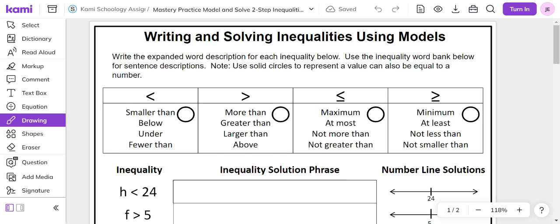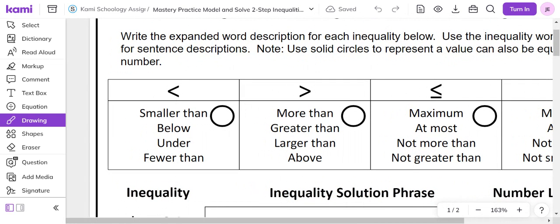So the first part of this, we're just going to review what inequalities are. It's the comparison where we have greater than or less than symbols. Some other words for less than would be smaller than, below or under, fewer.